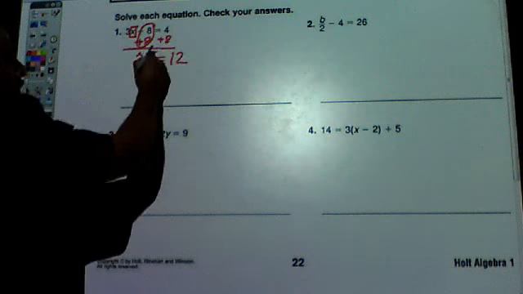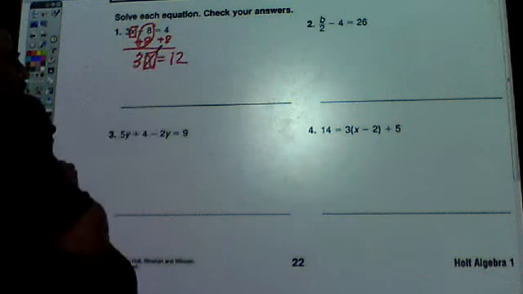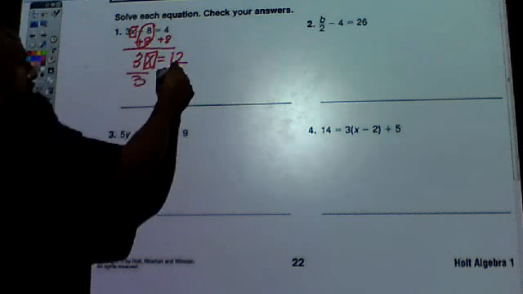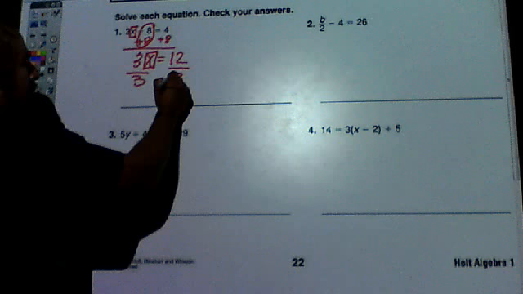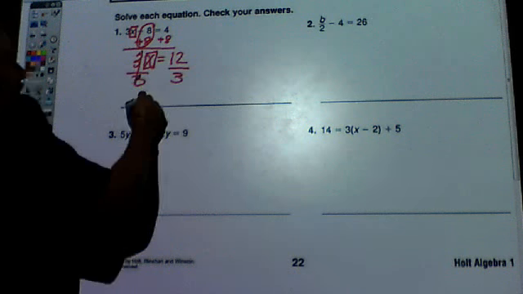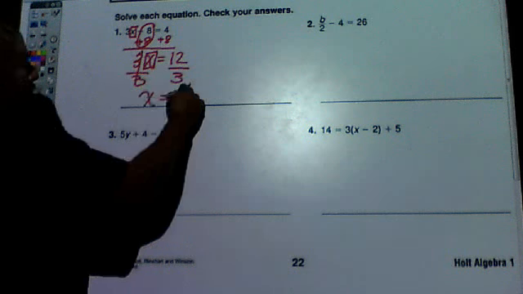Isolate x again, divide by 3. This cancels out, zero pair, x equals 4.